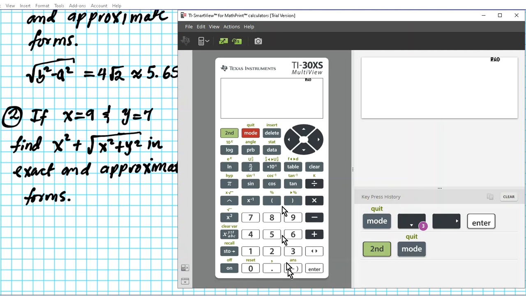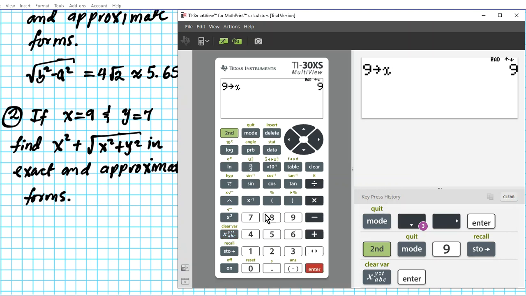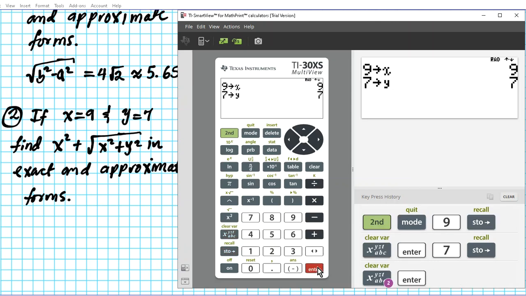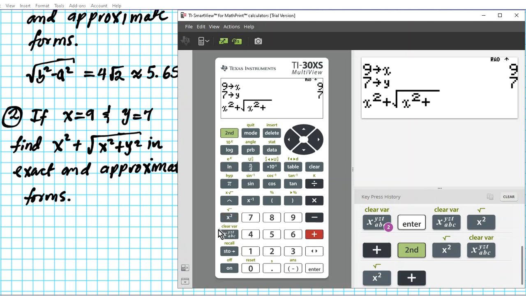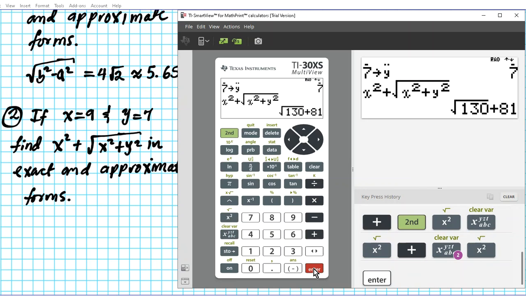Now let's store. Alrighty, 9 will be stored in x, just press it once, enter. 9 stored in x. 7 will be stored in y, press it twice, bam. And then we're now looking at x raised to the second power plus the square root of x raised to the second power plus y raised to the second power. Enter. Your answer, ladies and gentlemen, in exact form is root 81 plus root 180.